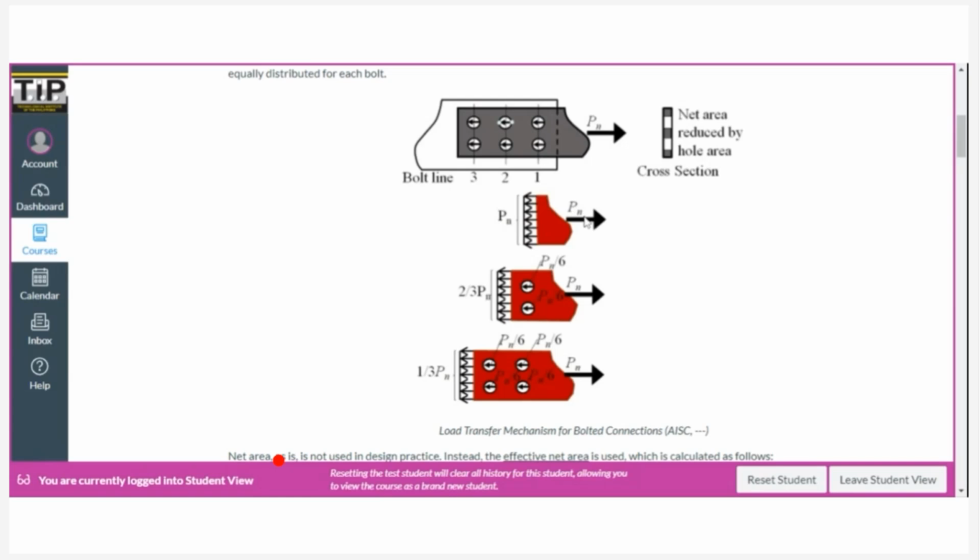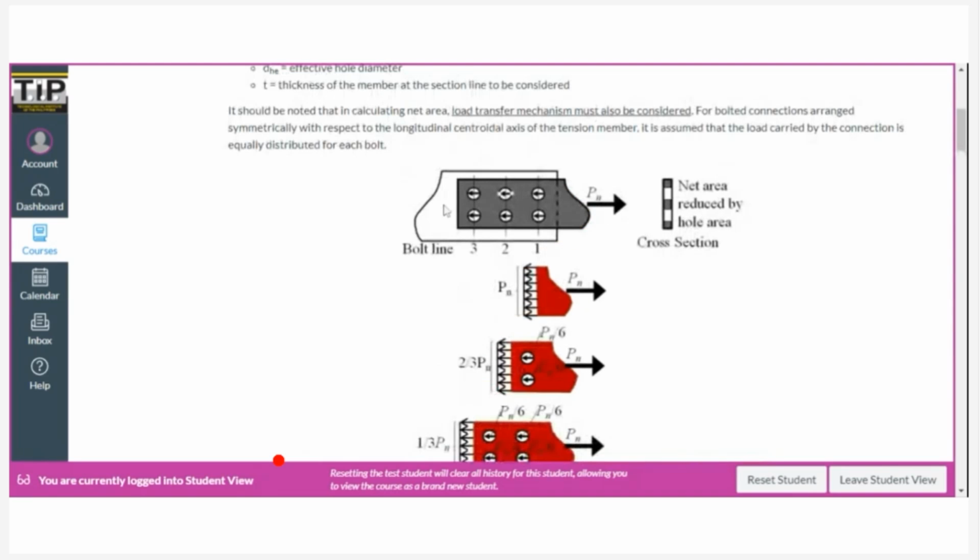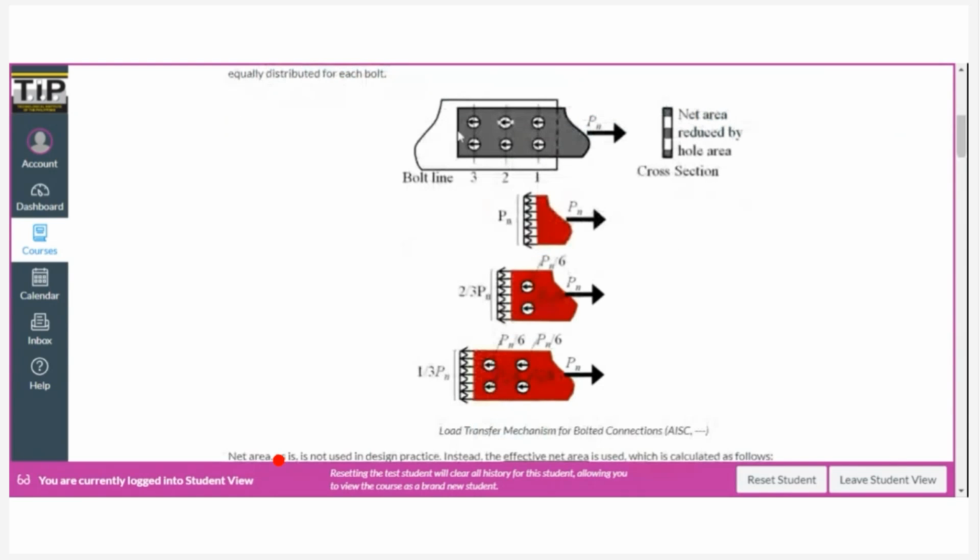Okay. Now, how about if we want to consider failure at section 2? So we draw a free body diagram up to this point, but since this is symmetric, we can assume that each bolt will carry a part of the load equally. So meaning, if we divide this by the number of bolts, each bolt will carry Pn over 6, right?